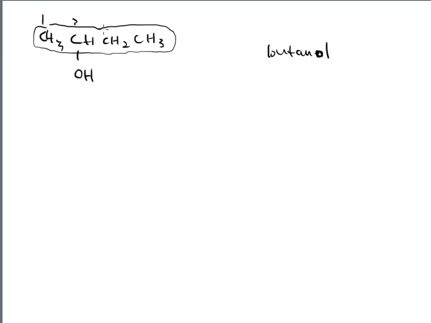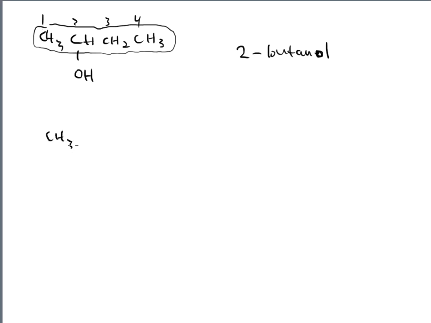So carbon 1, carbon 2, carbon 3, carbon 4. That gives me the lower number. And on carbon number 2, I have the OH group. So 2-butanol or butan-2-ol. Either one, perfectly okay with me.